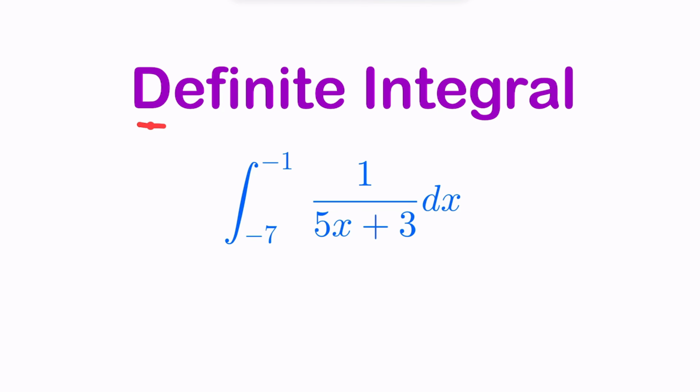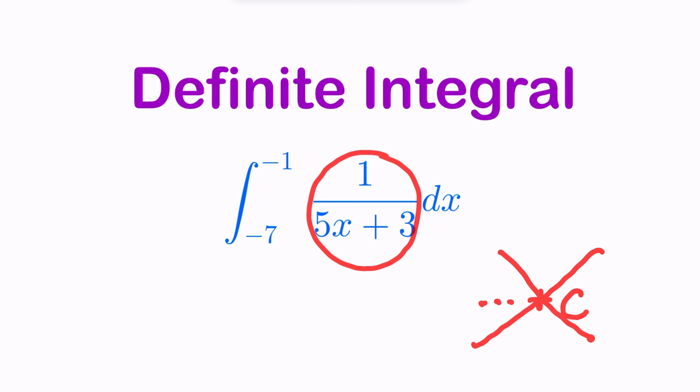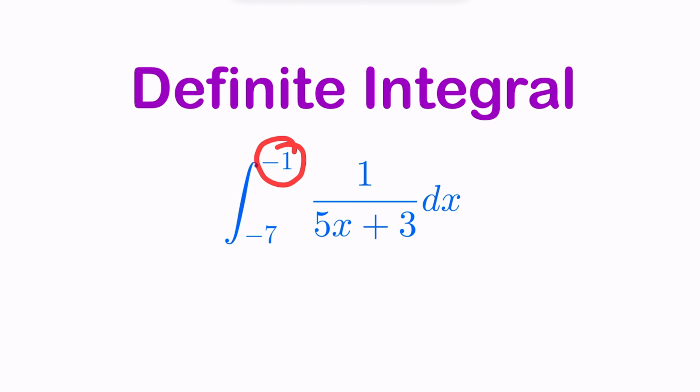Here we have a definite integral. That means an integral between two limits. So when we have an integral bound by two limits, we carry out the integral, but we don't add the constant at the end. We substitute the two limits. So let's look at the integral.